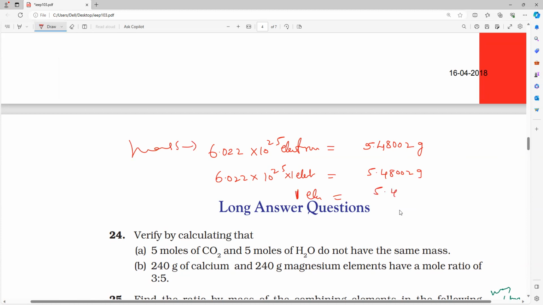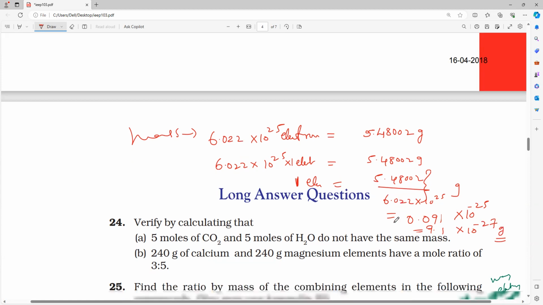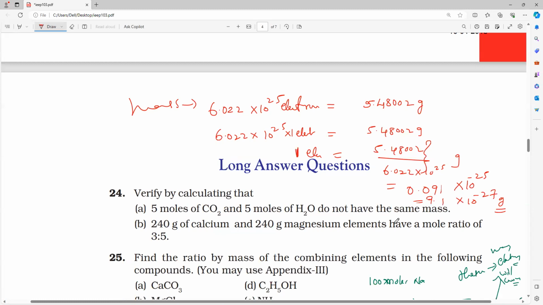So which is equal to 5.48002 divided by 6.022 into 10 power 25 grams. 10 power 25 will go down and become 10 power minus 25. Solve this one, you will get the answer 0.91, which is equal to 9.1 into 10 power minus 27 grams. That's all. So, clear everybody? Please solve it.